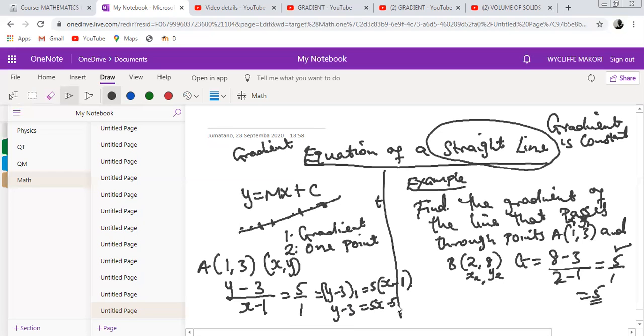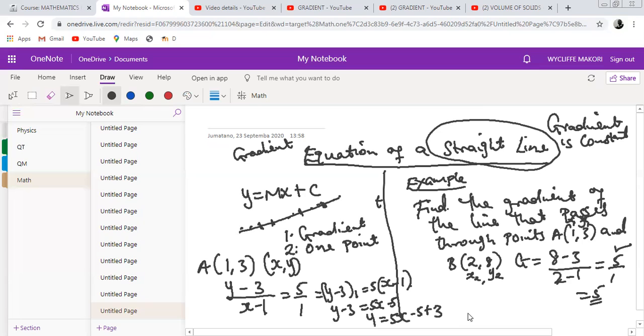Let us take this 3 to the other side so that we remain with y on this side. y is equal to 5x, and then we are going to have this 3 coming to this side to be positive, so we are going to have minus 5 plus 3.